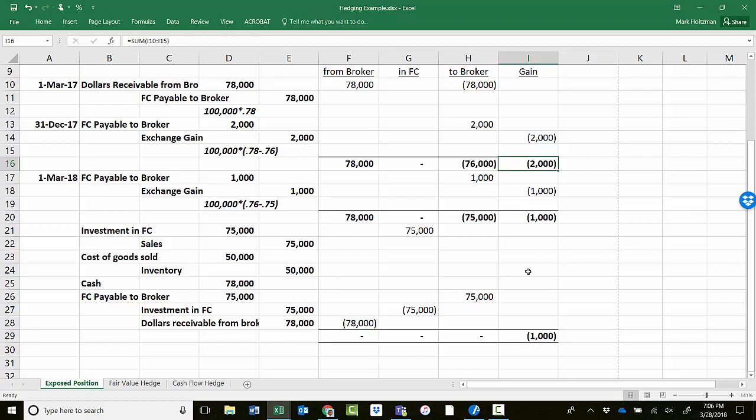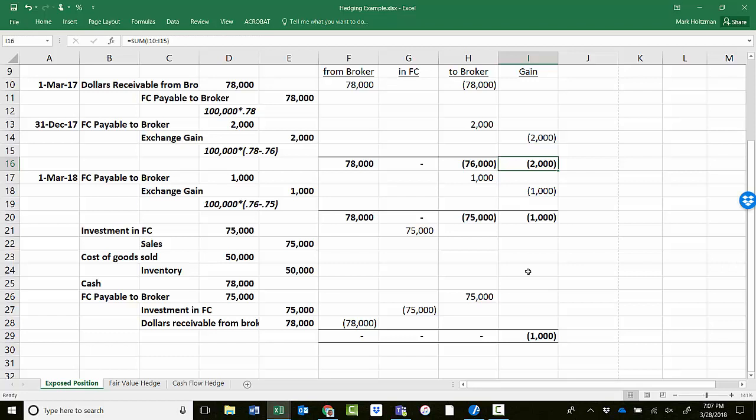My sale is worth $75,000 because the foreign currency hedge is a completely different transaction from the sale of the equipment. There's two things going on here. I'm selling equipment and I have a hedge. Selling equipment is selling equipment. Having a hedge is, it's not really hedging anything because it's an exposed position. So having a hedge is like an investment in a hedge. And I had a $3,000 gain from the hedge over here.